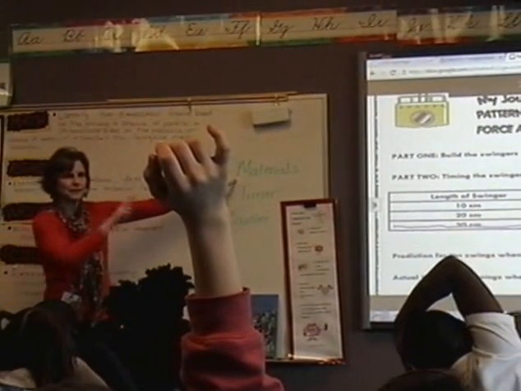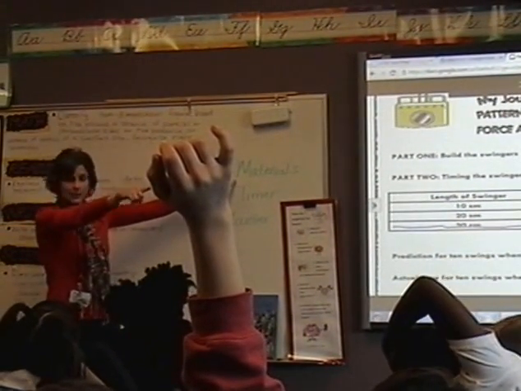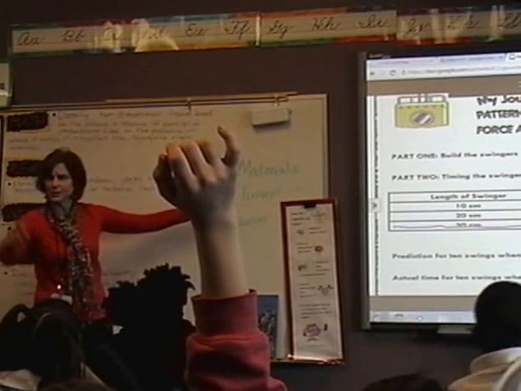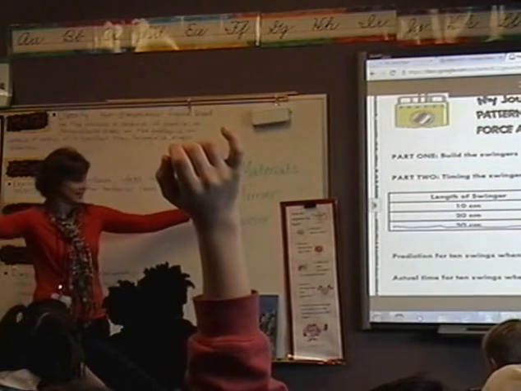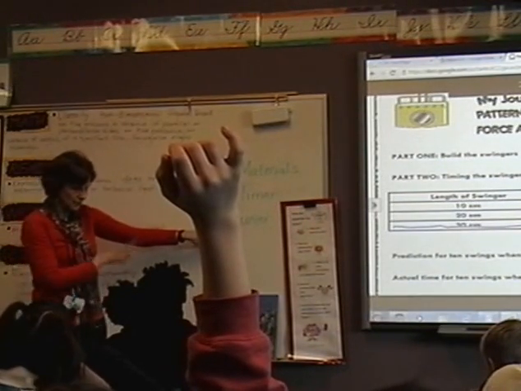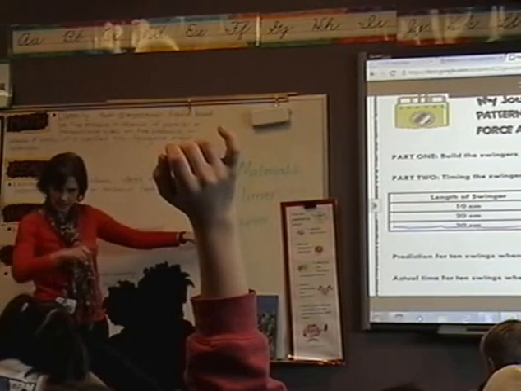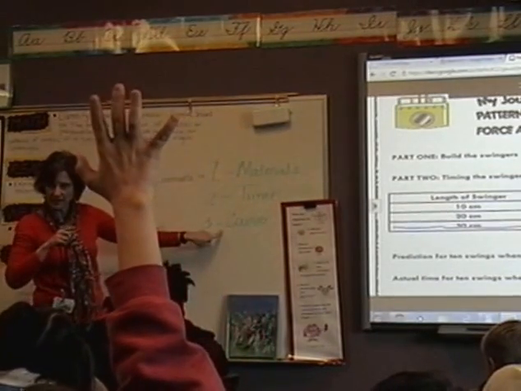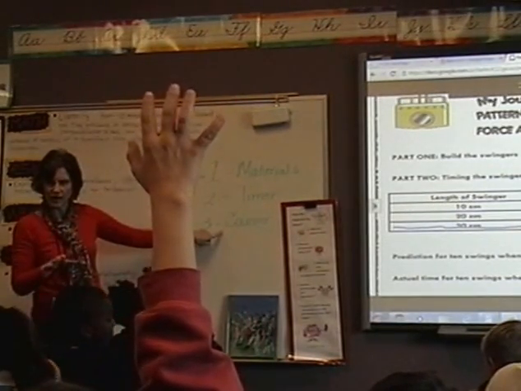If you're a number 1, you're going to be responsible for coming and picking up the materials. If you're a 2, you're going to be watching the second hand. If you're a 3, you're going to be counting the swings. All right, everybody follow? Any questions so far?